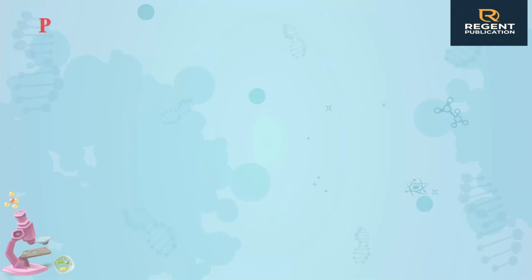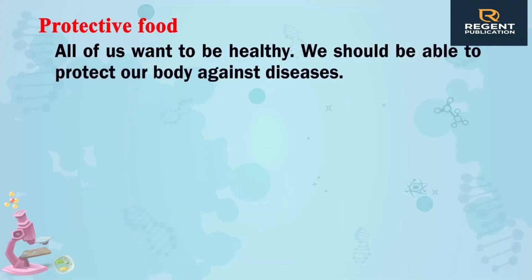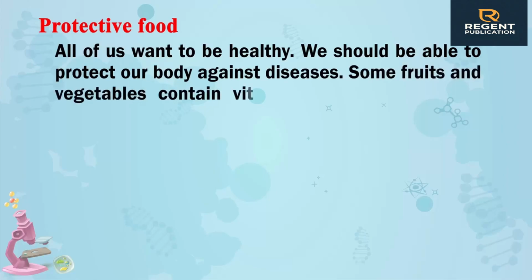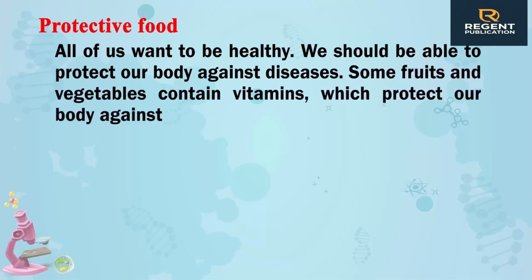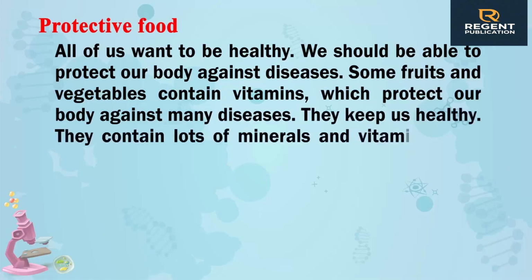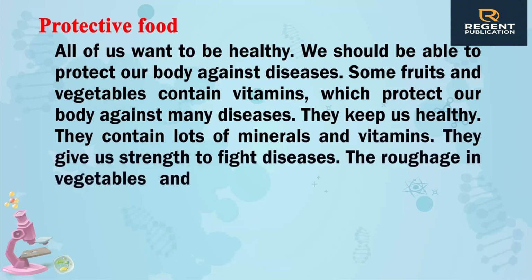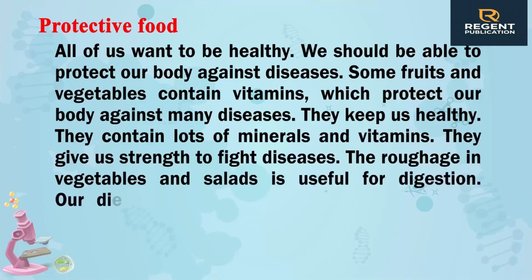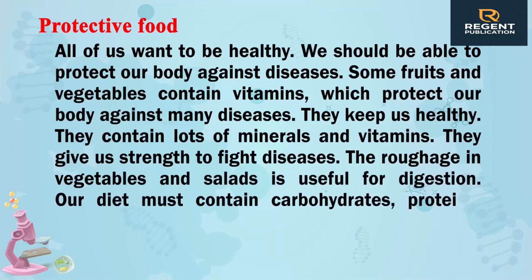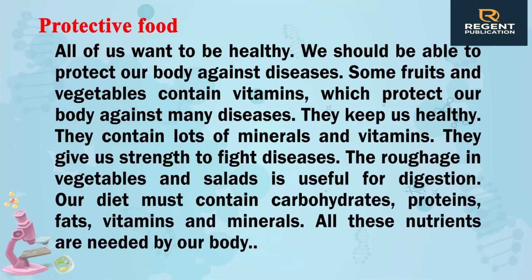Protective food. All of us want to be healthy. We should be able to protect our body against diseases. Some fruits and vegetables contain vitamins which protect our body against many diseases. They keep us healthy. They contain lots of minerals and vitamins. They give us strength to fight diseases. The roughage in the vegetables and salads is useful for digestion. Our diet must contain carbohydrates, protein, fats, vitamins and minerals. All these nutrients are needed by our body.